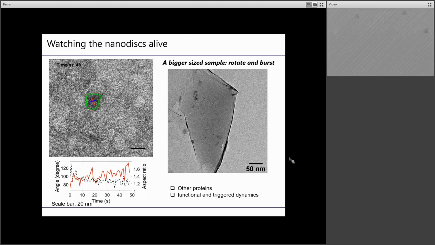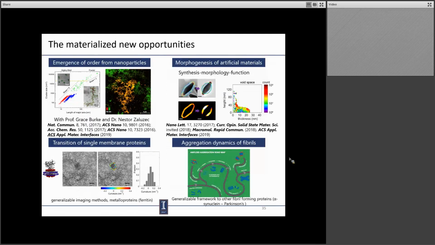and also triggered dynamics. So as a summary of our theme, we can now actually see new materialized opportunities when electron microscopy meets soft materials. And for the first part, on the aggregation of nano-sized objects, going beyond the inorganic nanoparticles we have shown, we can actually extend to something you might be more familiar with, the asphaltene aggregation, which is again a BP-ICAM collaboration with Professor Grisberg at Manchester.